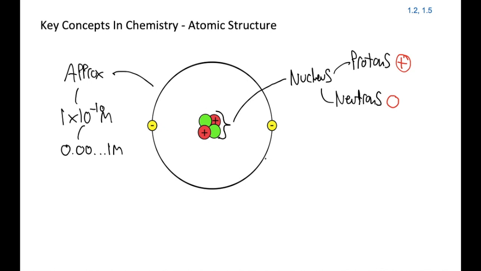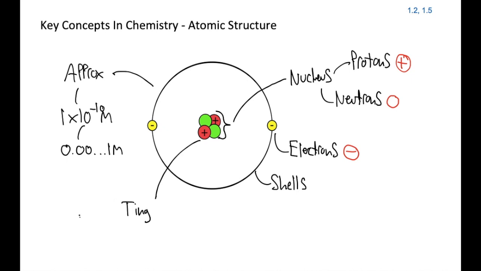The last subatomic particles are called electrons. Electrons are negatively charged and they move in orbit surrounding the nucleus and are contained in these things called electron shells, which can also be referred to as energy levels. But what's really quite fascinating is the size of the nucleus is actually tiny compared to the whole atom. This diagram is definitely not representative of the true scale.